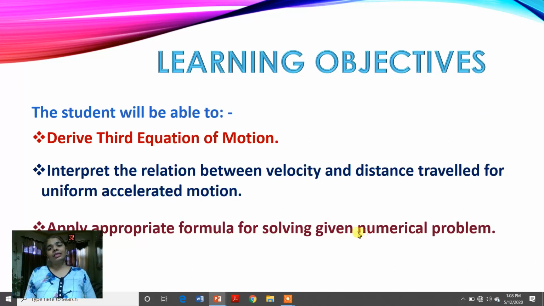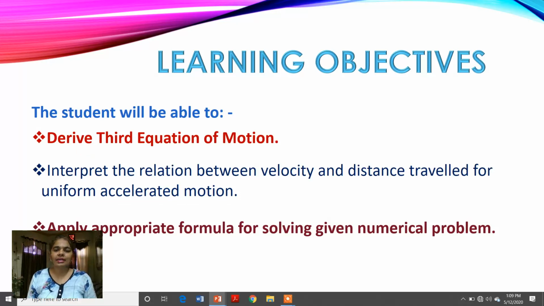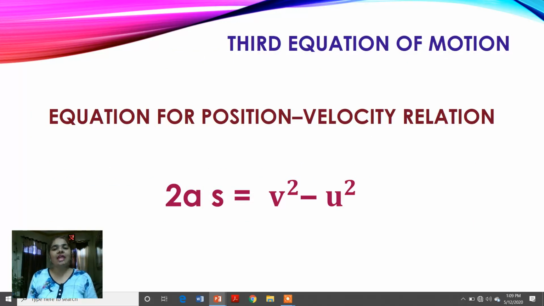Now before starting, let's come to the learning objectives. After the completion of the topic, students will be able to derive third equation of motion, then interpret relation between velocity and distance traveled for uniform accelerated motion, and last they will be able to apply the formula for solving given numerical problems. Now let's start.